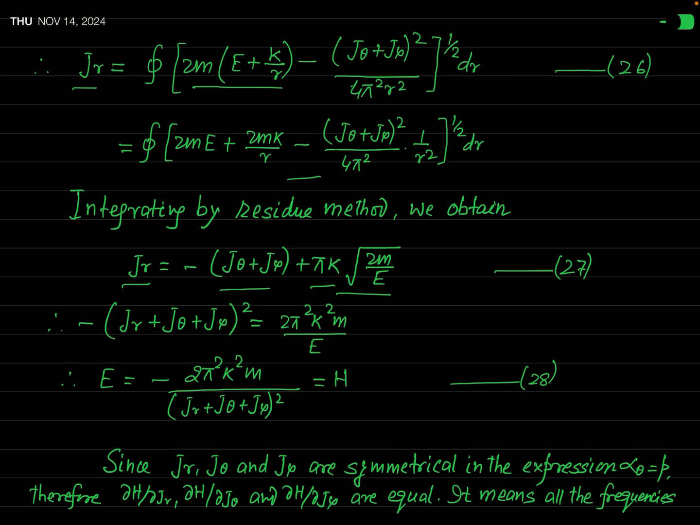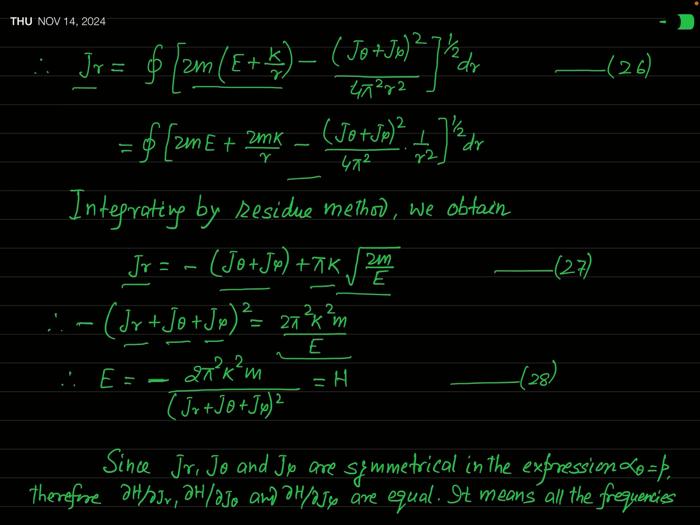And therefore you can write (Jr + jθ + jφ)² equal to this much. Here I have substituted a minus sign, or you can write directly a minus sign. Why? Because we are talking about the motion of a particle in an attractive central force field, and in an attractive central force field the total energy of the particle is negative. So you must put the minus sign here.